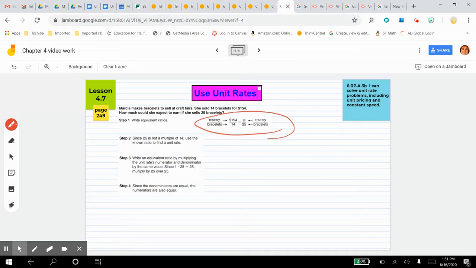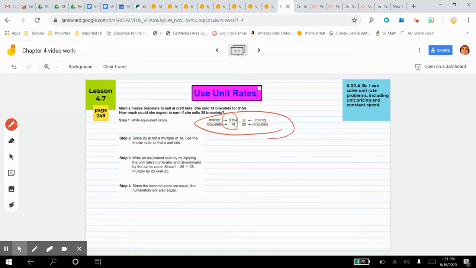But here's the problem. Yesterday we just found unit rates. This time we're going to use that unit rate to help us solve another rate problem. 14 does not evenly multiply out to 25. So here's what we have to do. We're going to have to take this rate right here. This is not a unit rate, it's a rate. And we're going to find the unit rate.